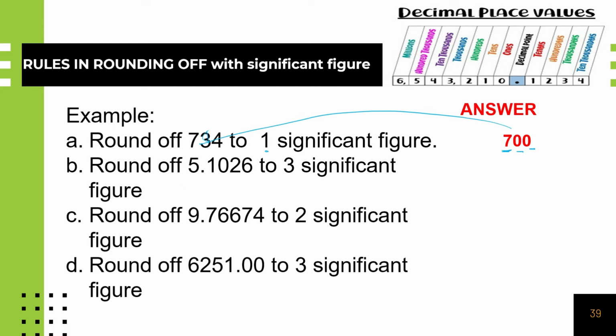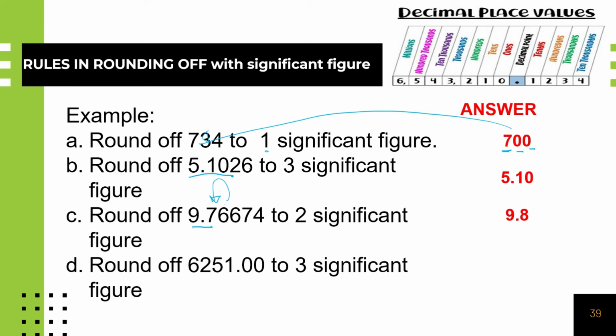Next is round off 5.1026 to 3 significant figures. Okay? So, the answer would be 5.10 since this is 3 significant figures. Next is round off 9.76674 to two significant figures. The answer would be 9.8. Okay, so this is two significant figures, 9.7. Since the digit beside it is 6, we round up the 7. That is why it became 9.8.